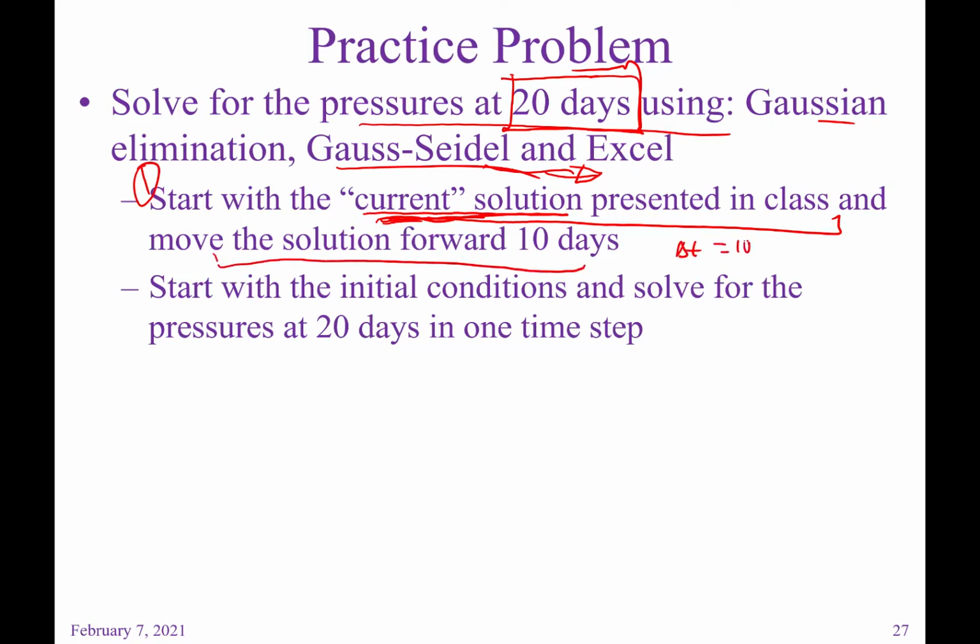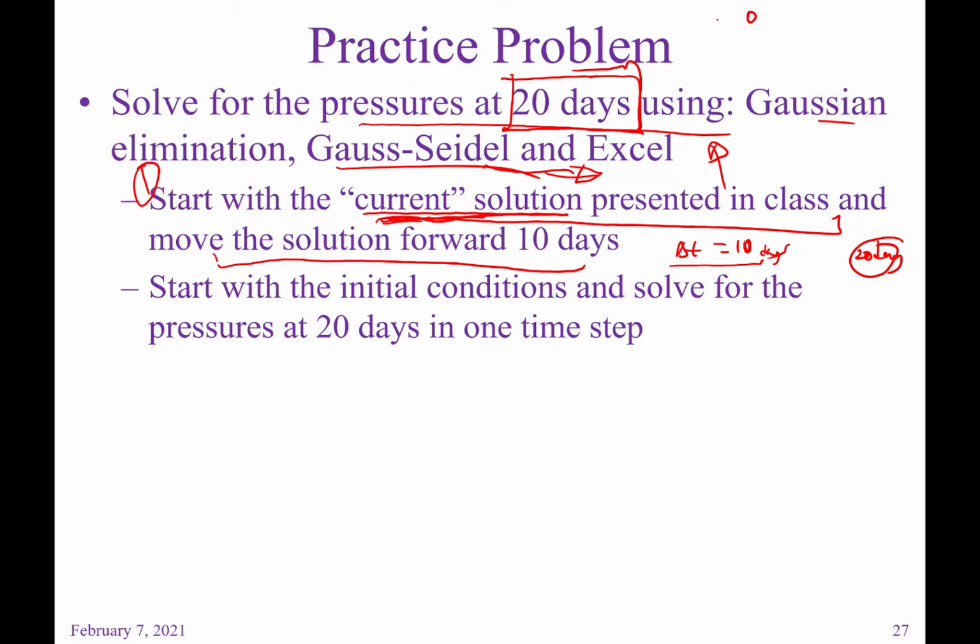So what that means is the starting point is no more the initial condition. The starting point is whatever we just got in the previous video, right? So that's the starting point. Then you increment another delta t. So even though delta t is 10 days, the solution you're solving for is after 20 days because there was 10 days from initial conditions.